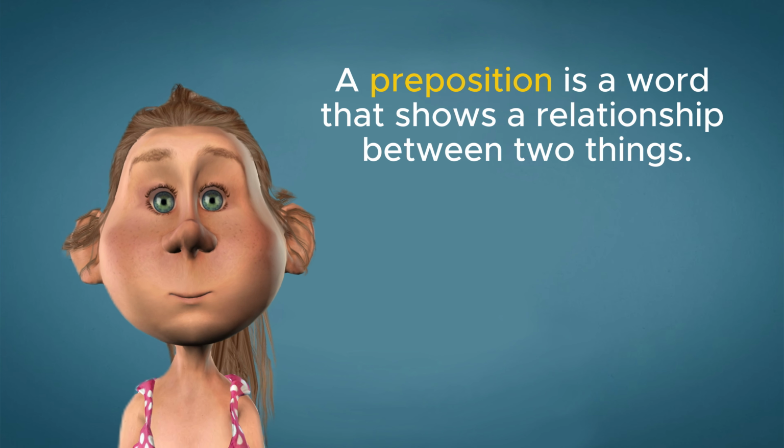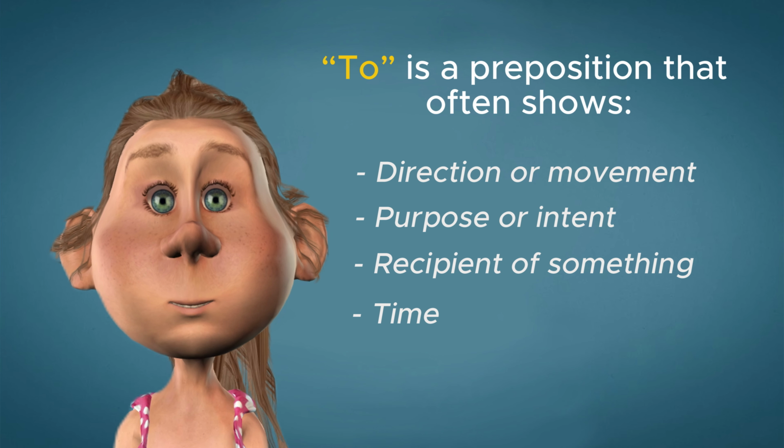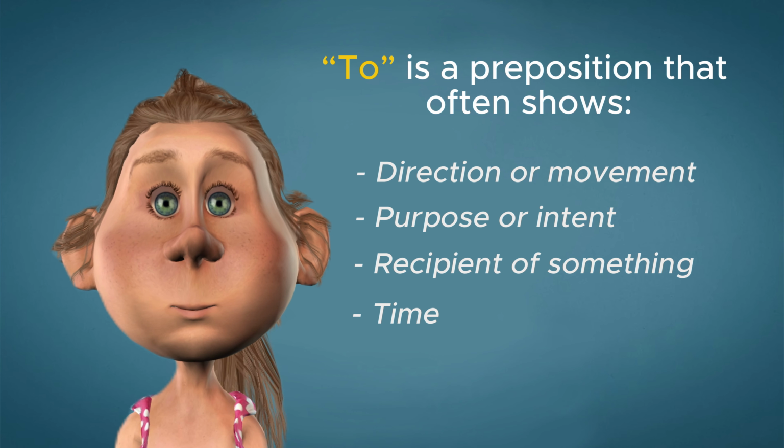A preposition is a word that shows a relationship between two things, like direction, time, or purpose. The word "to" is a preposition that often shows direction or movement, purpose or intent, recipient of something, and time. Let's look at each one step by step.